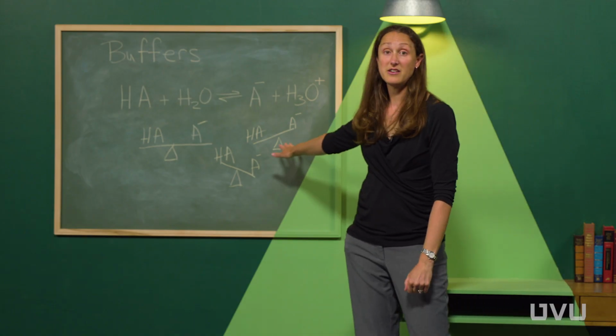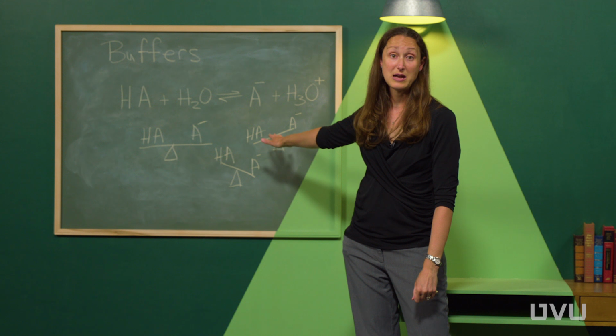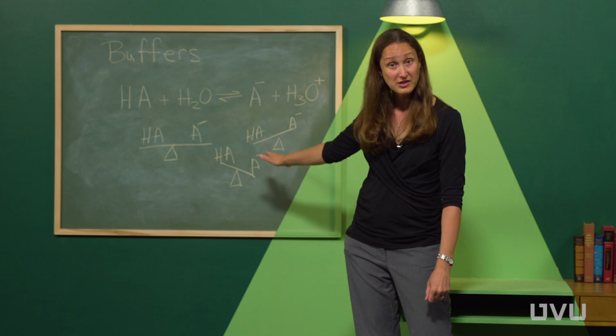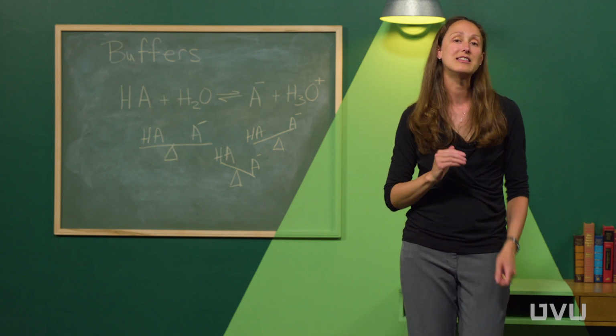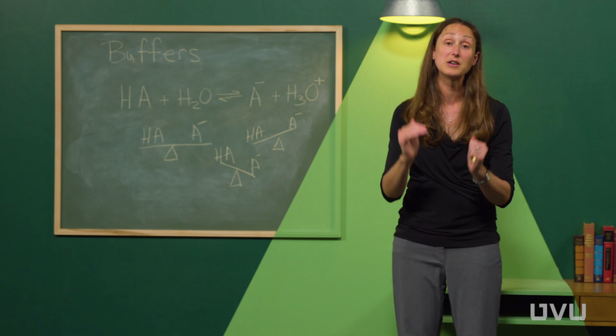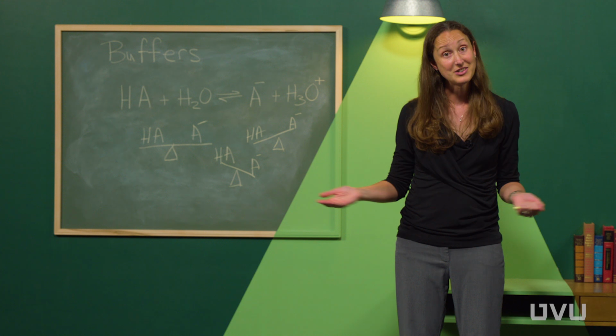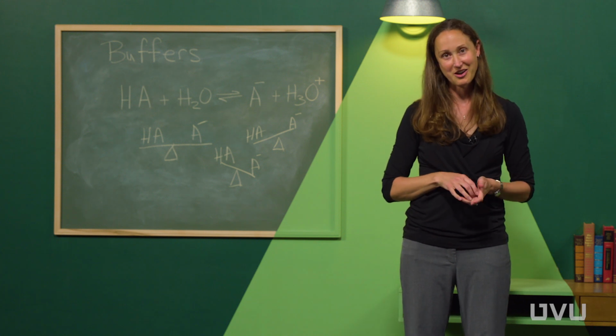This is why buffer calculations always involve two steps. The first step is to figure out how out of balance your teeter-totter is. So you need to decide whether or not you have an imbalance of HA and A- and how much of each. Once you know those concentrations, then you can calculate the new pH of your buffer as it re-equilibrates. That would be the Henderson-Hasselbalch equation, which you may have heard of.